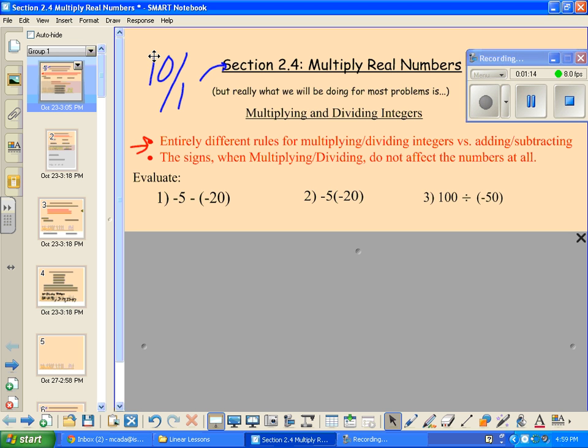Those were all great strategies for adding and subtracting integers, but now we're multiplying and dividing, and this has its own separate set of rules. So something we'll have to keep an eye on and keep separate in our brain: multiplying and dividing have different rules than adding and subtracting.